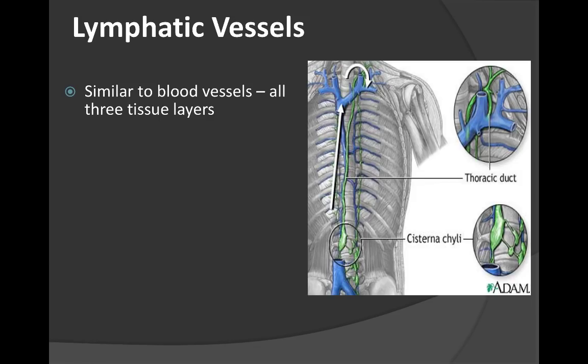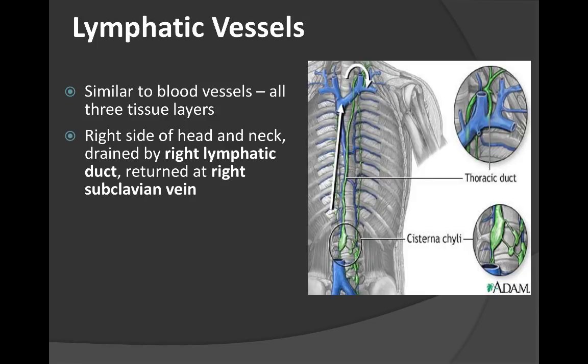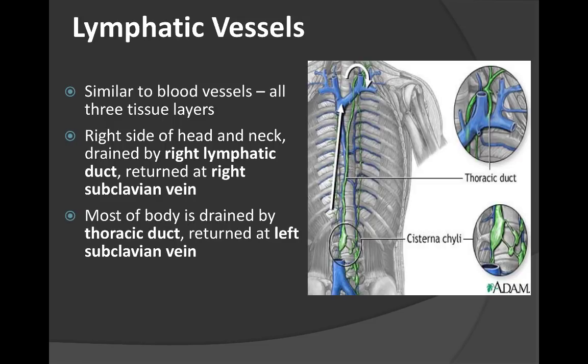The lymph vessels have the same 3 layers that blood vessels do. Can you remember what they are? Tunica interna, tunica media, and tunica externa. The lymph vessels coming from the right side of the head, neck, shoulder, and arm lead to the right lymphatic duct, which dumps its contents into the right subclavian vein. The lymph vessels in the rest of the body lead to the thoracic duct, which dumps its contents into the left subclavian vein.